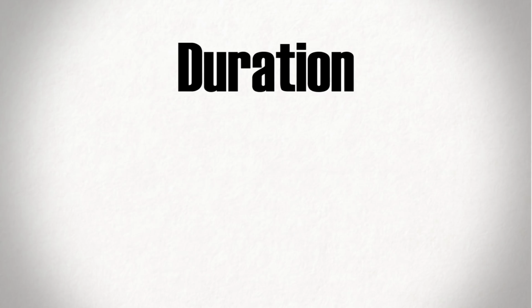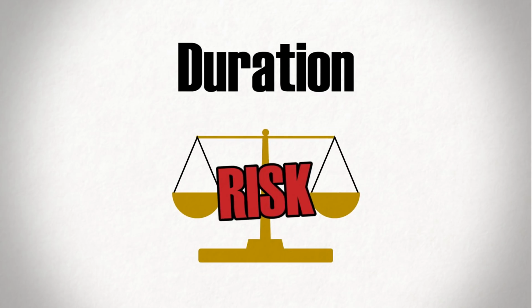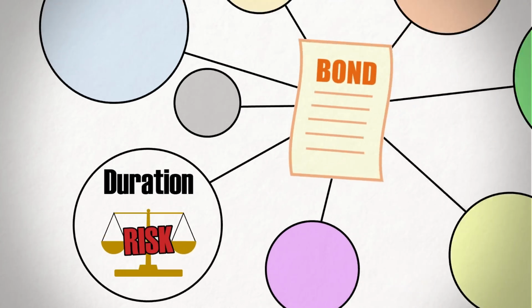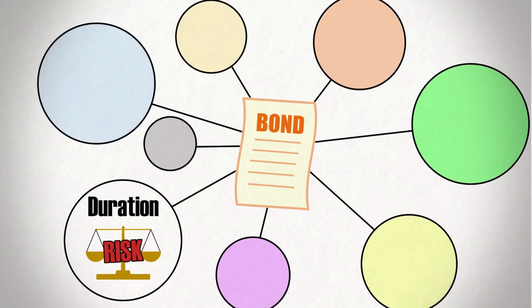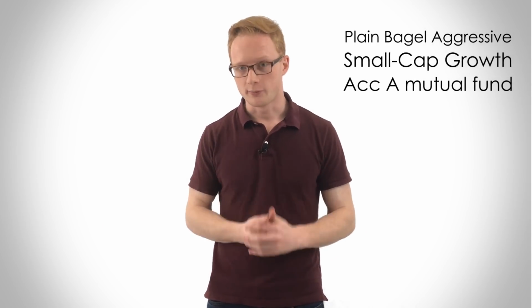So you can view duration as a measure of risk, though it is just one of the many factors that influence the risk of a bond position. Great, so we now have a pretty nice summary of what we're holding with our example mutual fund.